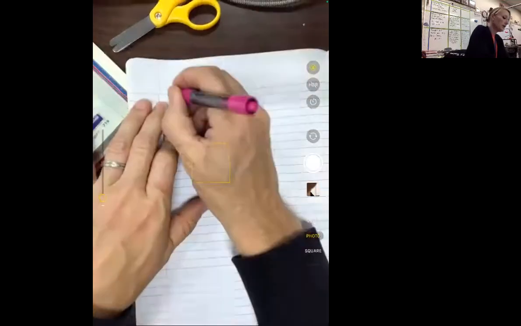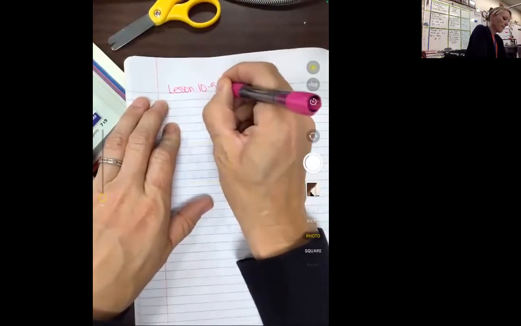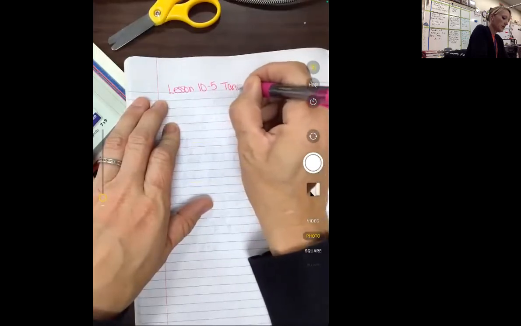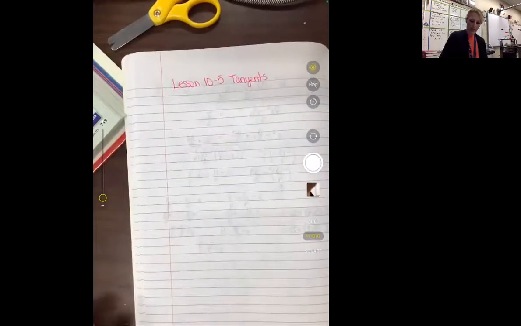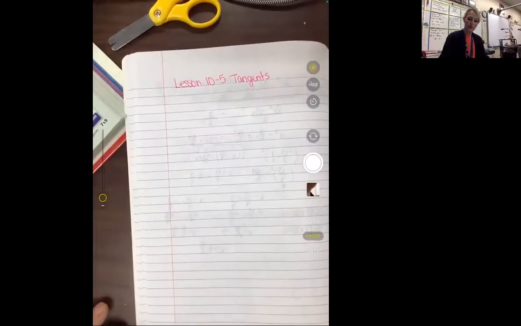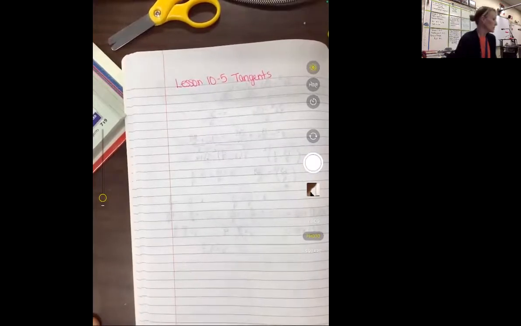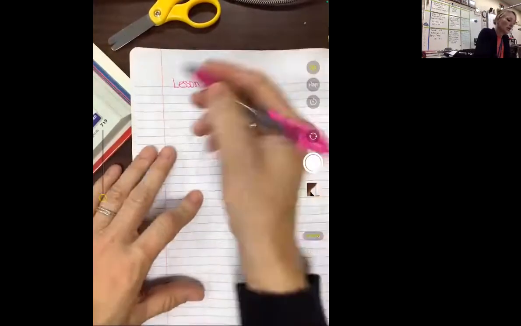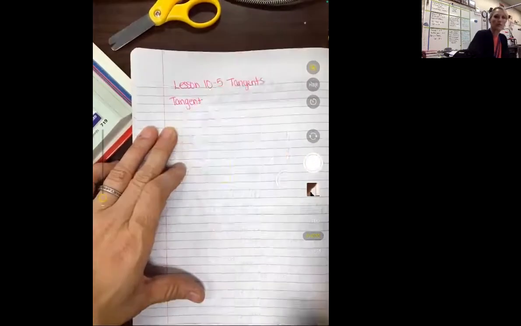All right, this is lesson 10-5, and it is on tangents. And again, this is not a tangent like a trigonometric property tangent. This is talking about circles. So let's talk about what is a tangent. Let's just talk about defining a tangent first of all.